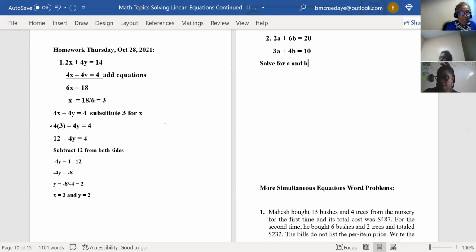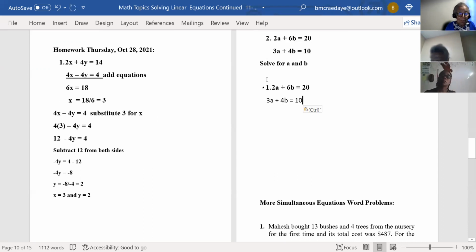Now, this one, elimination method would be the best because what? You can make these 6a, right? And then you can subtract out the a. Let me copy this. You can make what, 6a? Yeah, you can make both equations.